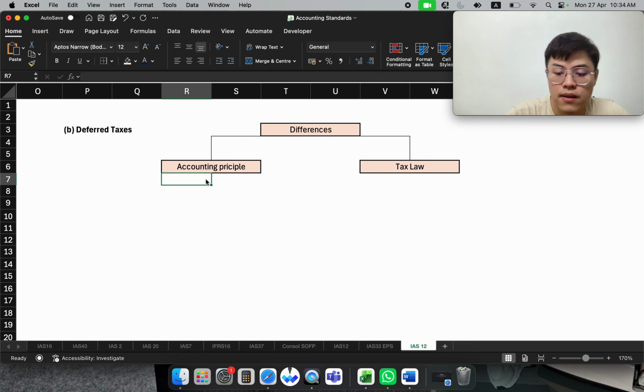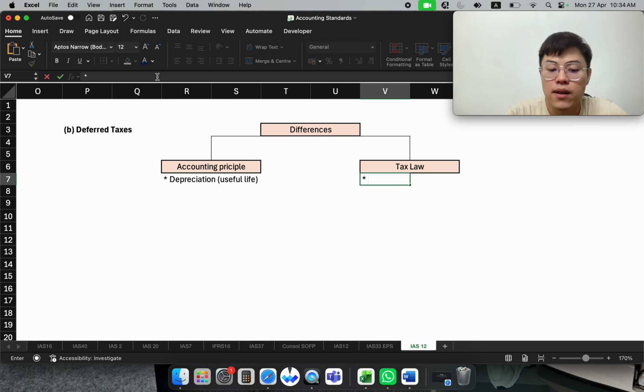For example, depreciation: I calculate it based on useful life, I just divide and calculate based on useful life as per IAS 16 PPE. But in tax law, we normally follow tax depreciation, or what we call capital allowance, and this is based on the percentage given by the Inland Revenue Board. And in these tax depreciations, normally you will have an initial allowance plus an annual allowance in the first year.